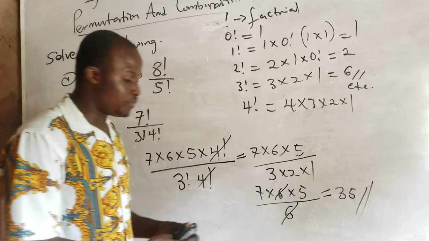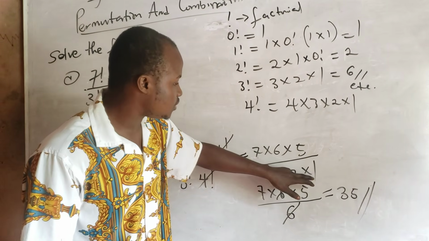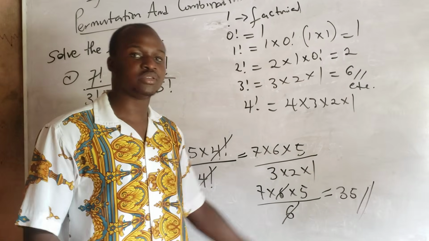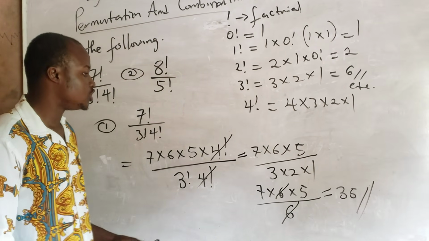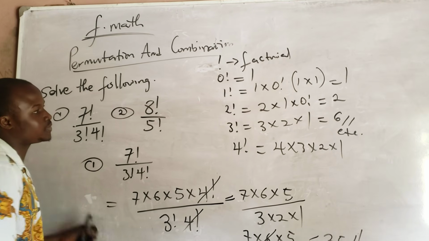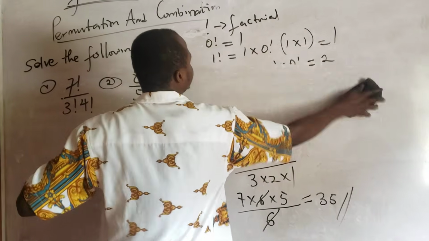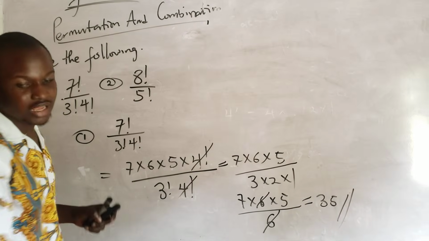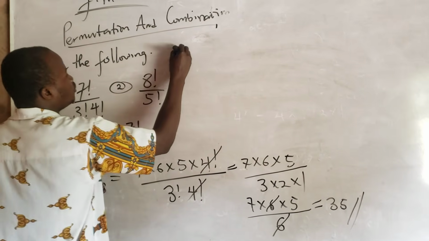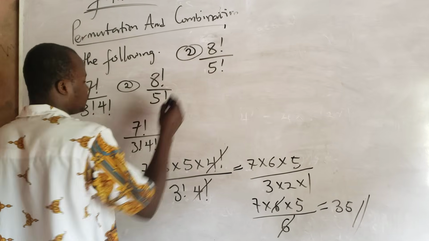So you can press the calculator, multiply, write it down, multiply this, write it down, then divide. You should get this. So whenever you are given a question like this, this is how you are going to solve it. Very, very important. Let's solve number 2. Number 2 says 8 factorial over 5 factorial.